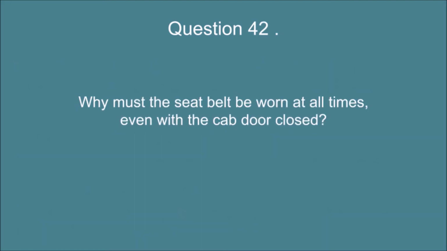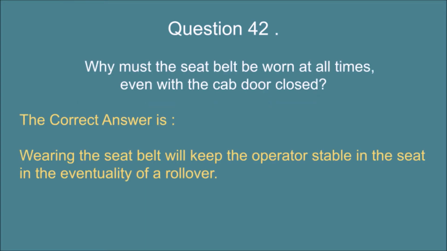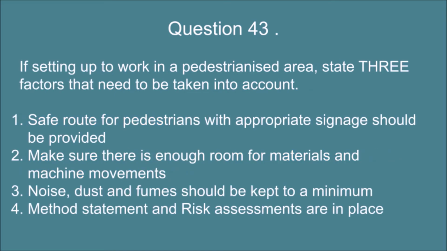Question 42. Why must the seat belt be worn at all times, even with the cab door closed? The correct answer is, wearing the seat belt will keep the operator stable in the seat in the eventuality of a rollover.